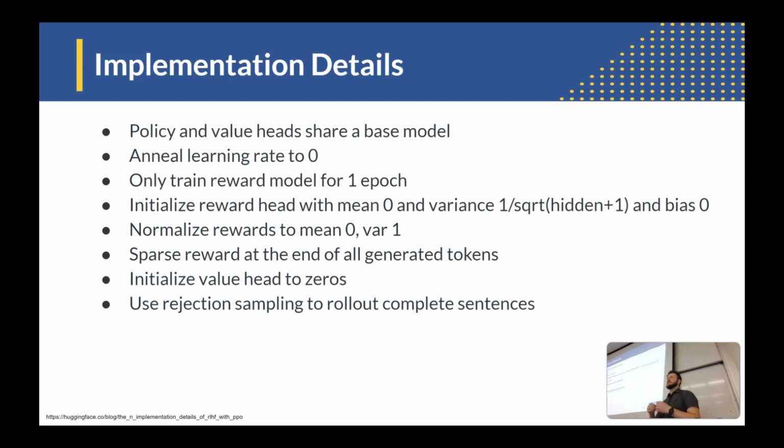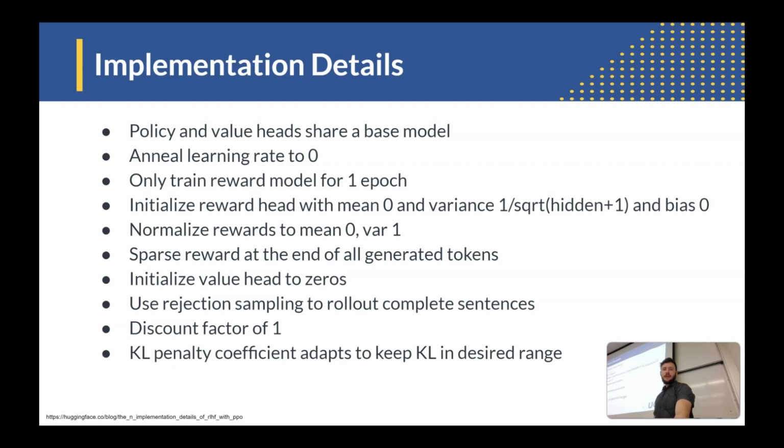So typically what they would do is just generate rollouts until they get one that has the end of a sentence prior to the 100th token. We call this rejection sampling. We'll actually talk about rejection sampling a little bit more in a minute. Discount factor of 1, we're just going to weight all of the actions in our rollout the same. And like I mentioned, the adaptive KL coefficient keeps your KL in a desired range, maybe between 0 and 10.